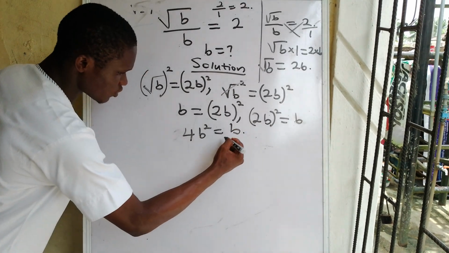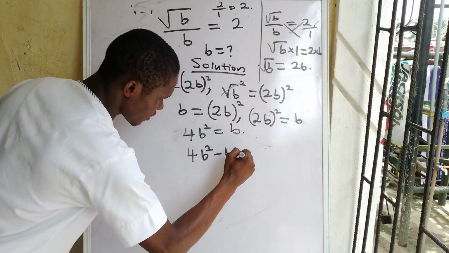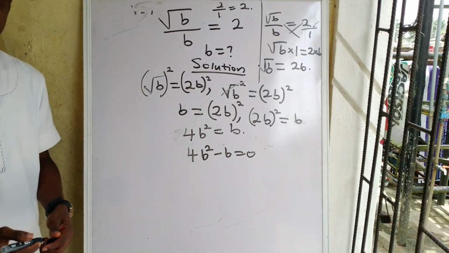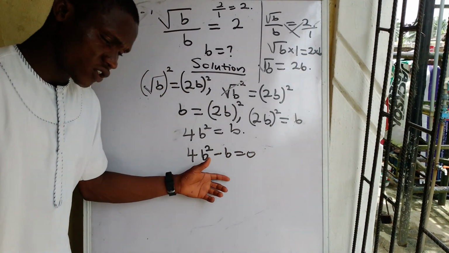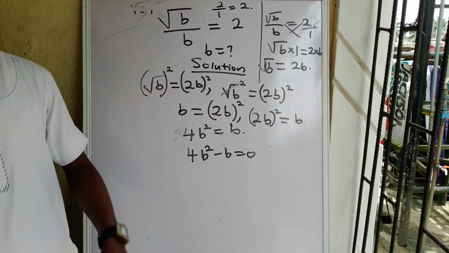Bringing this over, we have 4b squared minus b equals 0. Now we have a quadratic equation. So let's see how we can solve from here.